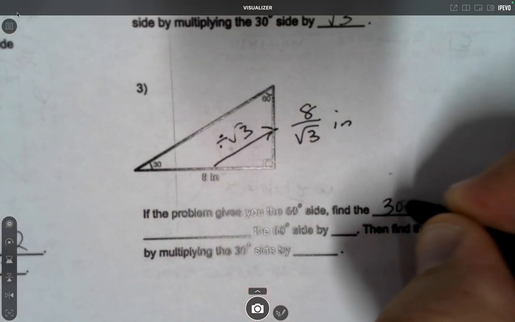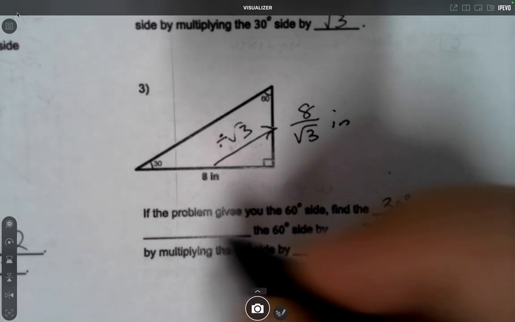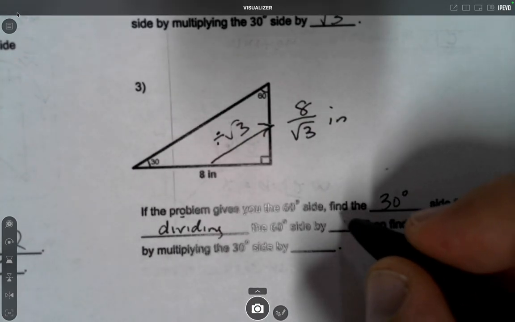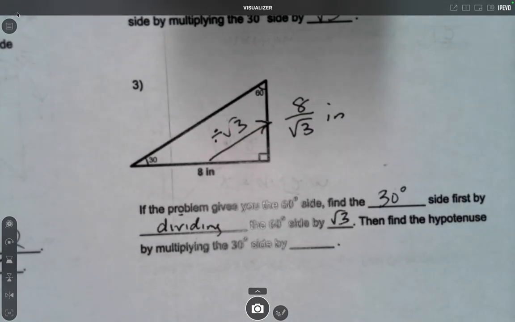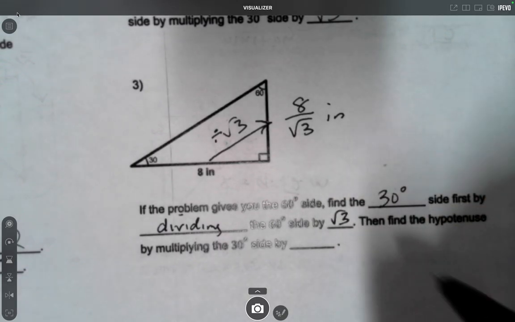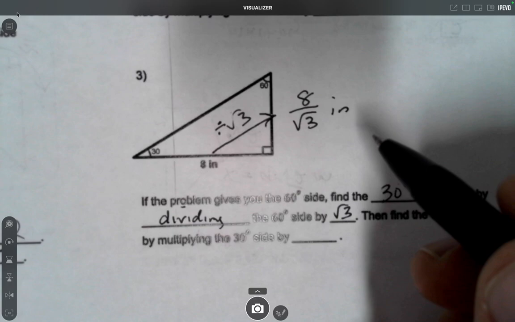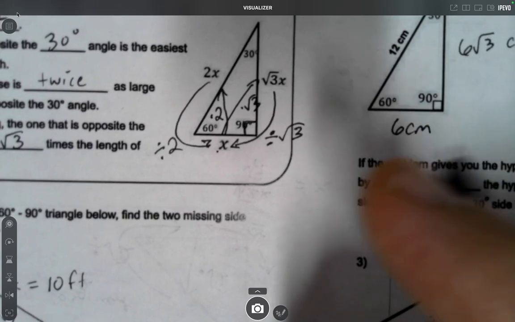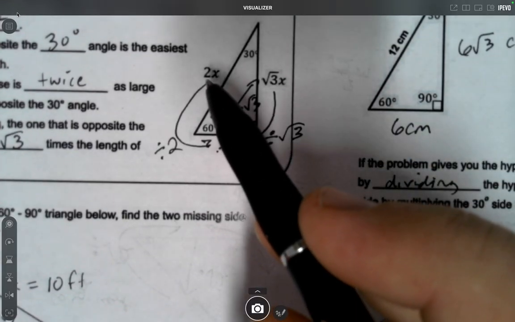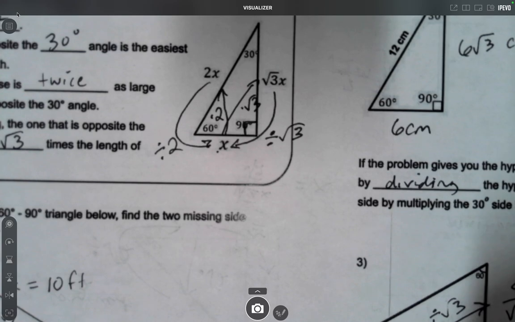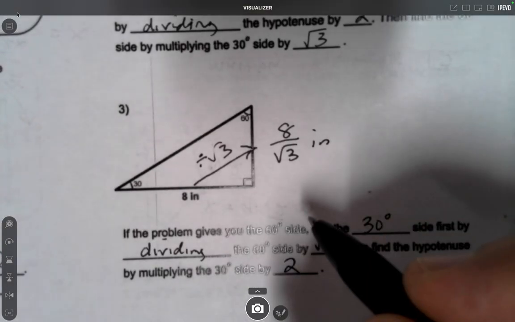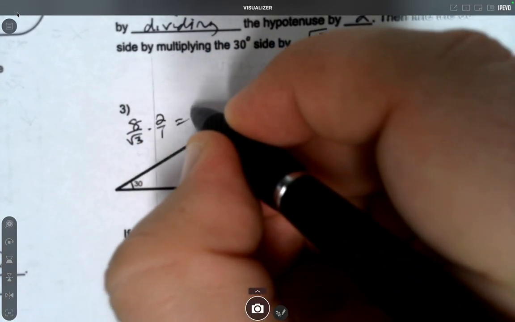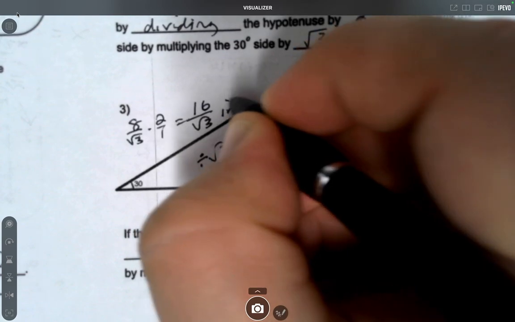So we'll find the 30 degree side first by dividing the 60 degree side by the square root of 3. Then we'll find the hypotenuse by multiplying this side by 2. If you look back here, to go from the 30 side to the hypotenuse, we multiply by 2. So I multiply this by 2, we get 8 over square root of 3 times 2. We get 16 over the square root of 3.